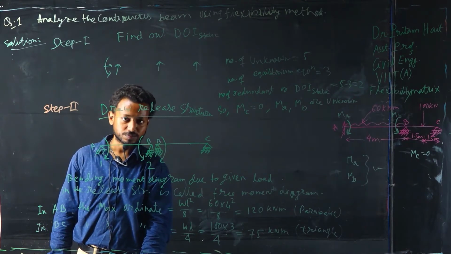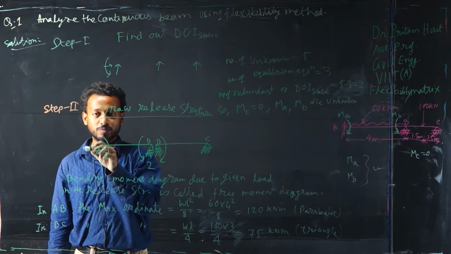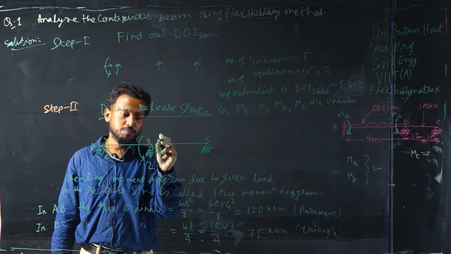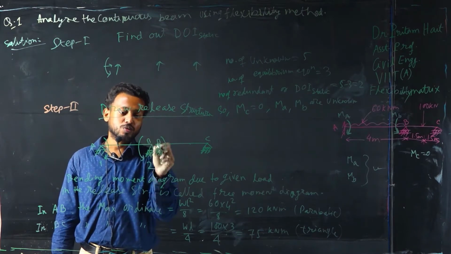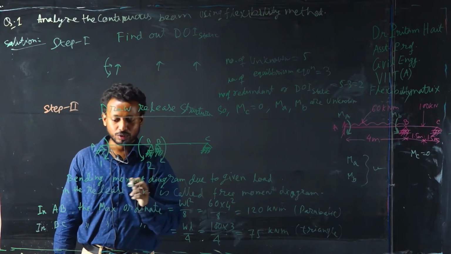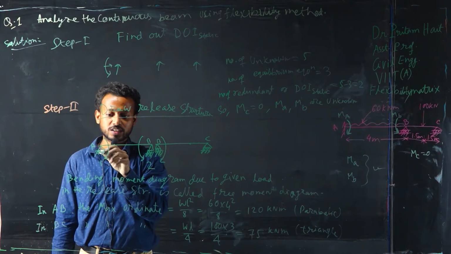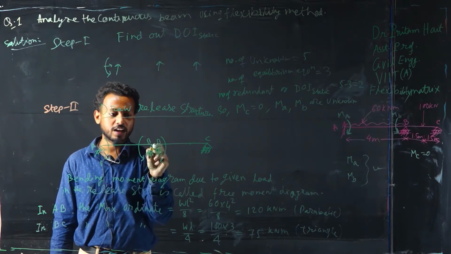At A, one coordinate direction, this will be clockwise. At B, this is two coordinate direction, this is clockwise. Okay, so in this way you have to mark the coordinate direction. At A it is 1, and at B it is 2.